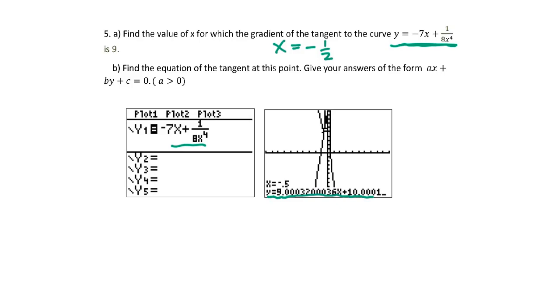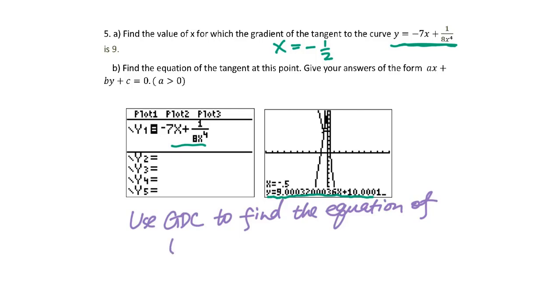How to show this work? You will see, use GDC to find the equation of a tangent line. When x equals negative 1/2, that is y equals 9x plus 10.